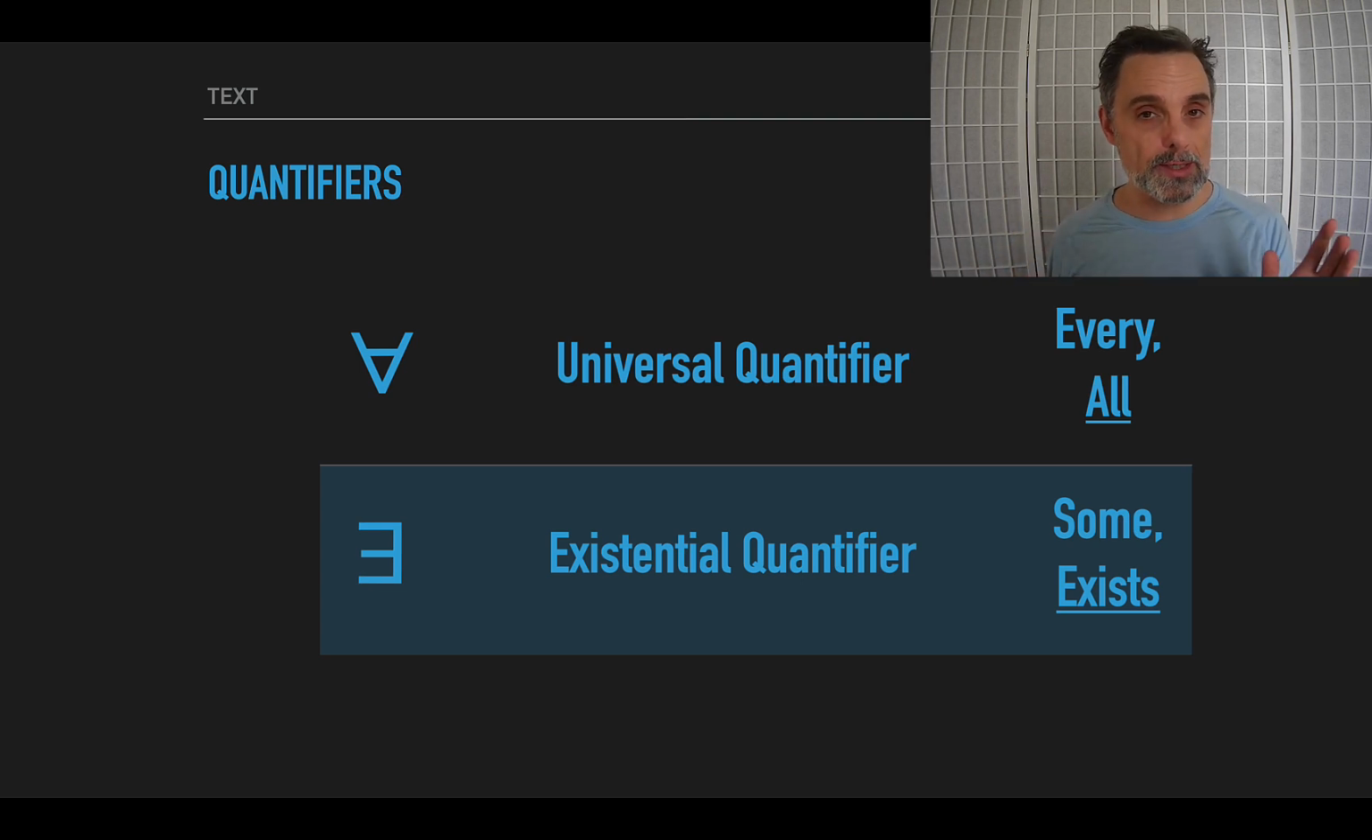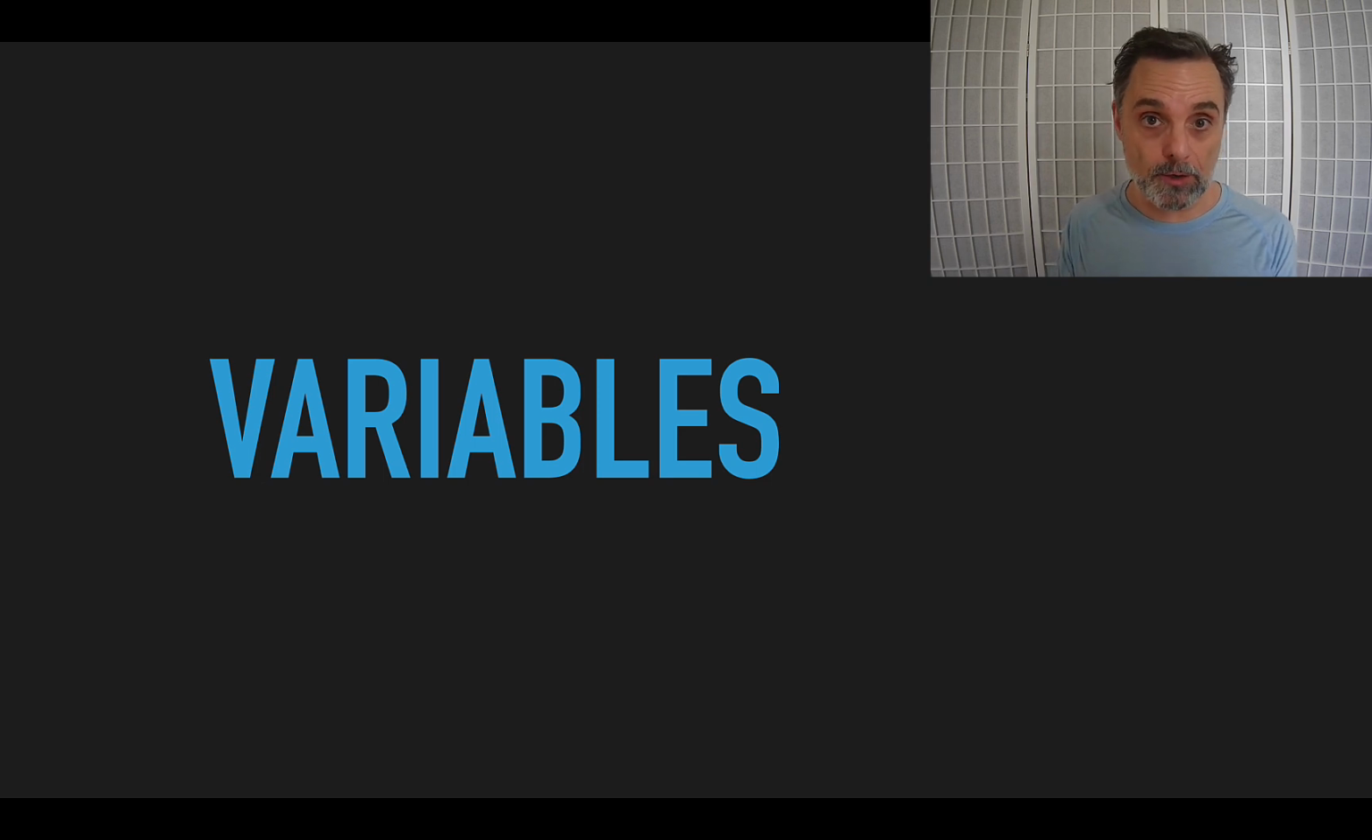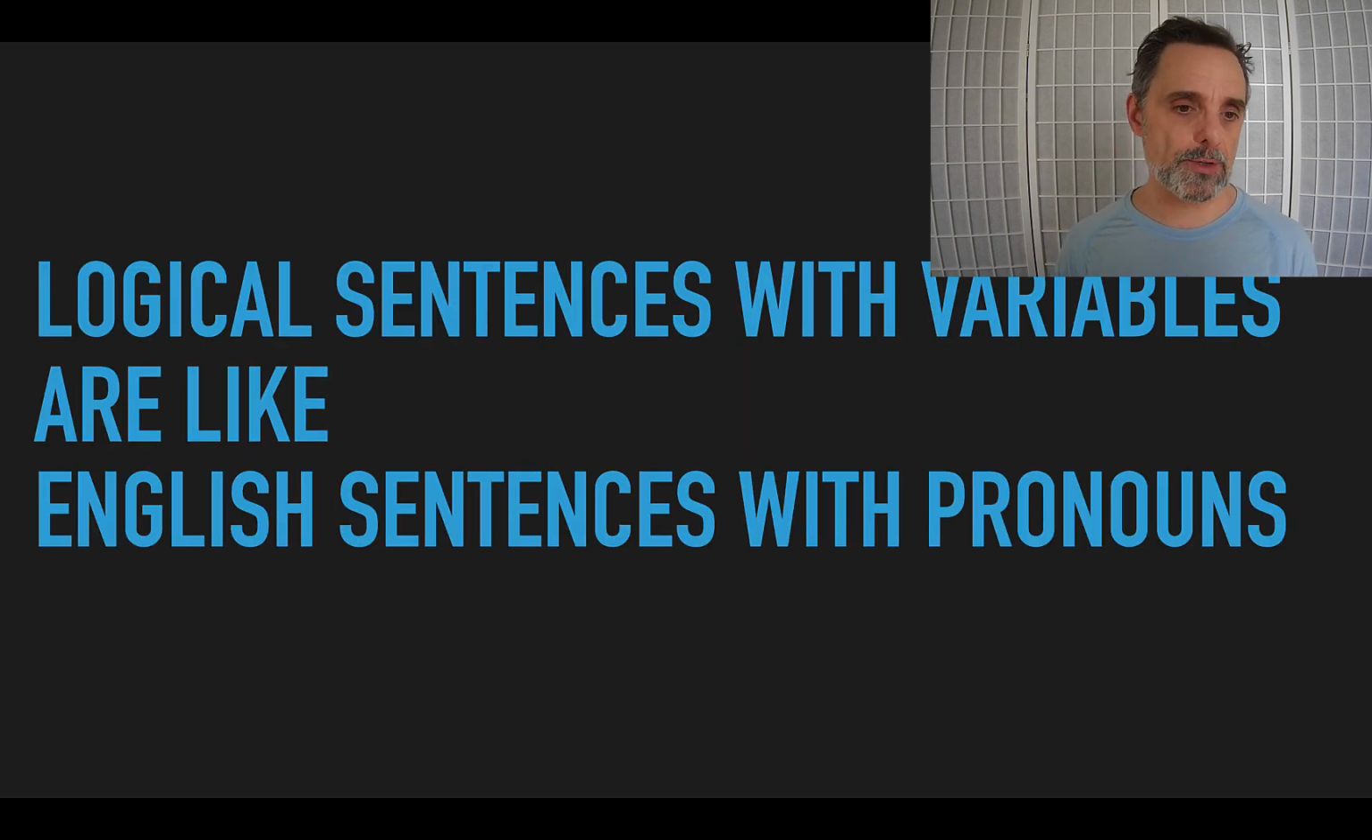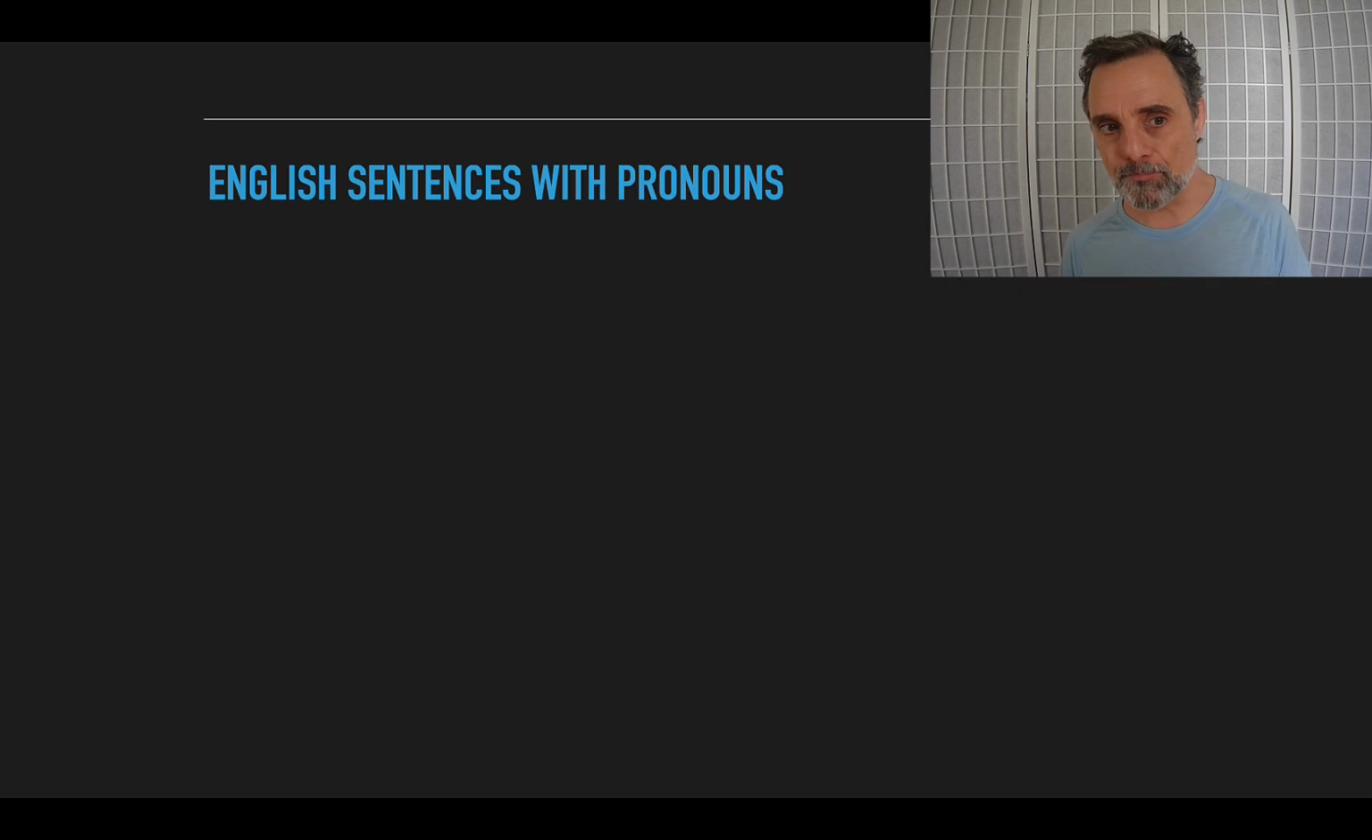The way they work is in interaction with variables. And so actually in this video, I'm going to talk about variables a little bit, and then, having talked about variables, we'll go back to quantifiers. So logical sentences with variables are kind of like English sentences with pronouns. So let's just look at some examples.